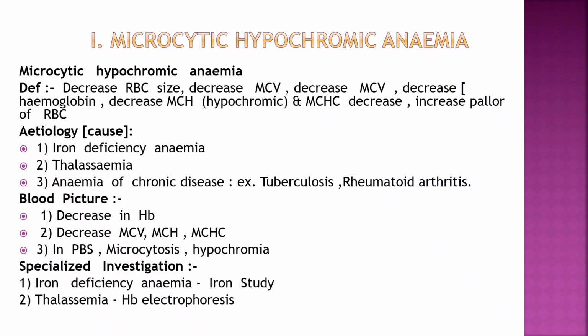Special investigations are done for confirmation. For iron deficiency anemia we can do iron study, in that serum iron, serum ferritin, percentage saturation and TIBC can be done. And for thalassemia we can do osmotic fragility, fetal hemoglobin and the confirmatory test, that is hemoglobin electrophoresis.